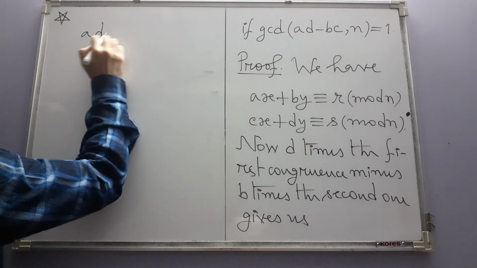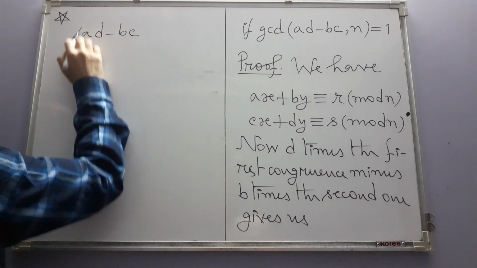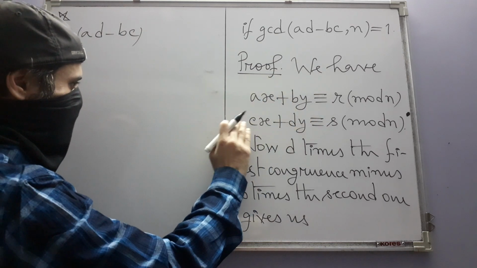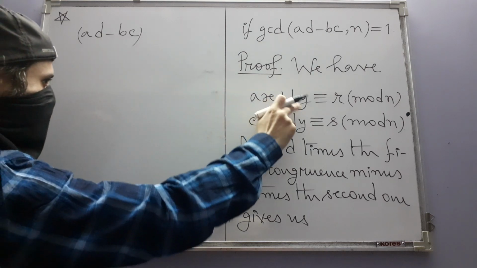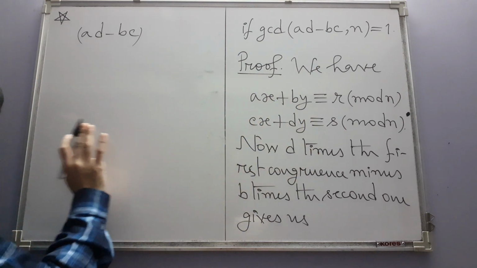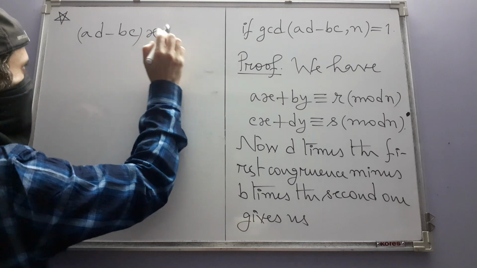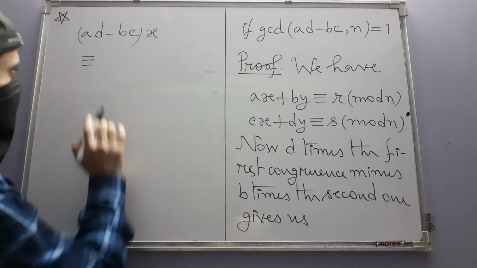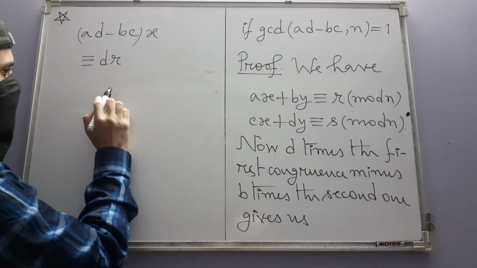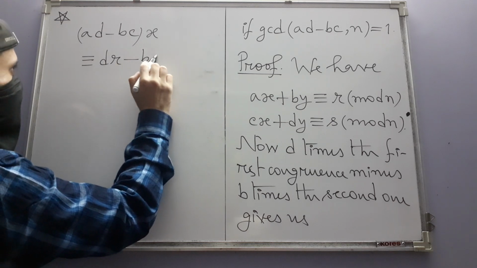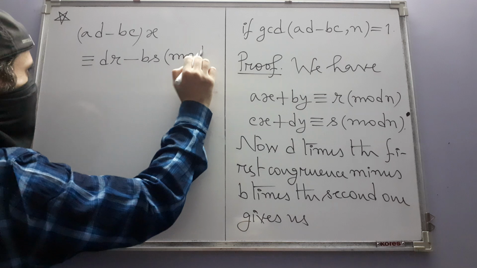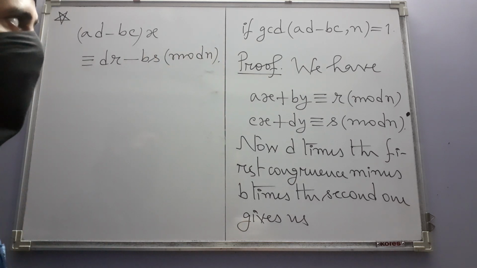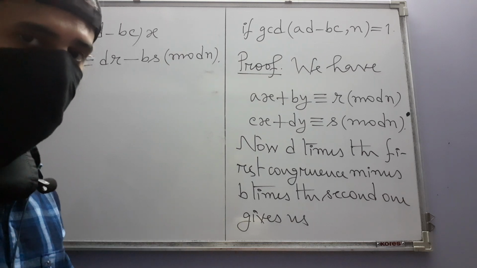You are then going to have AD minus BC, because D times this minus B times this. That will make y vanish, and you will be left with this times x congruent to DR minus BS mod n. Okay, so far we have not used that condition, but now we will use.